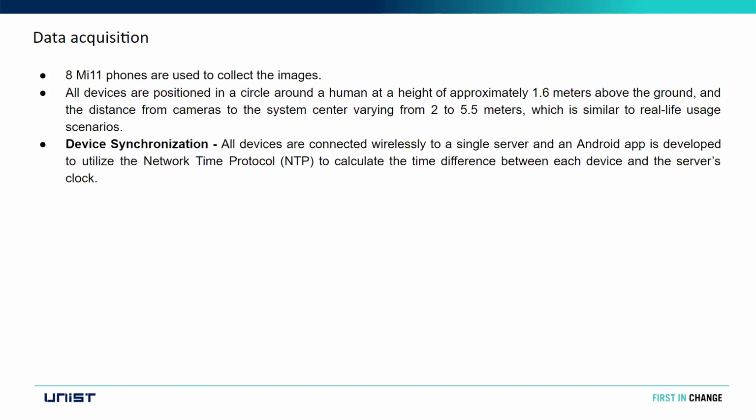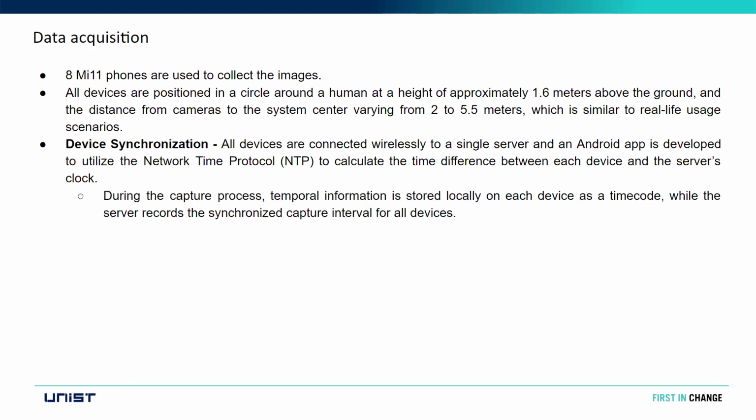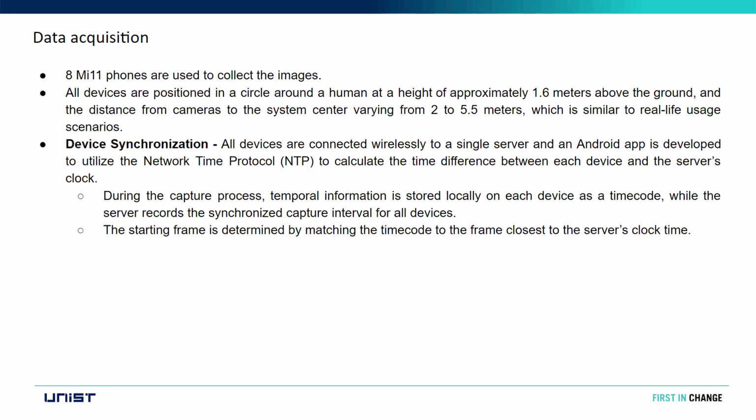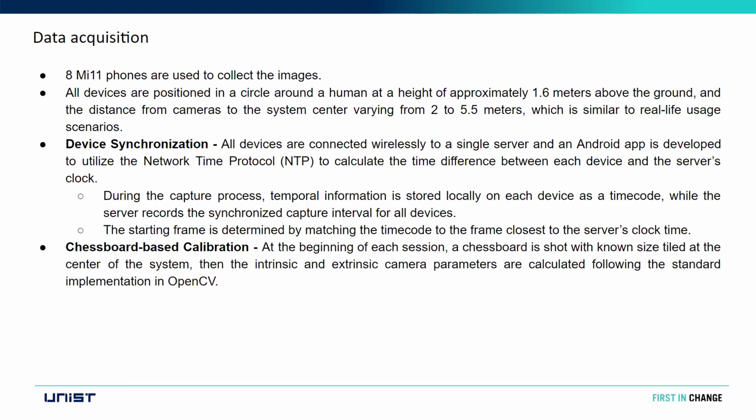And they do device synchronization properly. They connect all the devices wirelessly to a single server, and they develop an Android app that utilizes network time protocol to calculate the time difference between each device and the server's clock. During the capture process, the temporal information is stored locally on each device as a time code, while the server records the synchronized capture interval for all devices. The starting frame is determined by matching the time code to the frame closest to the server's clock.